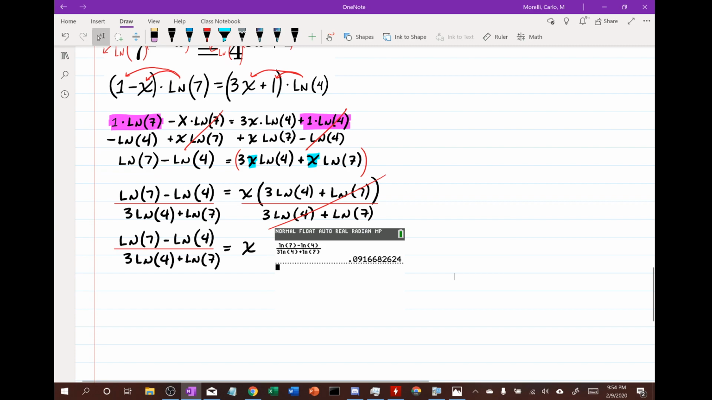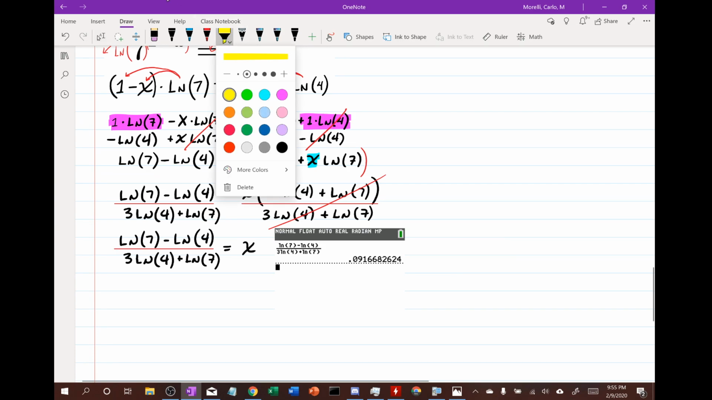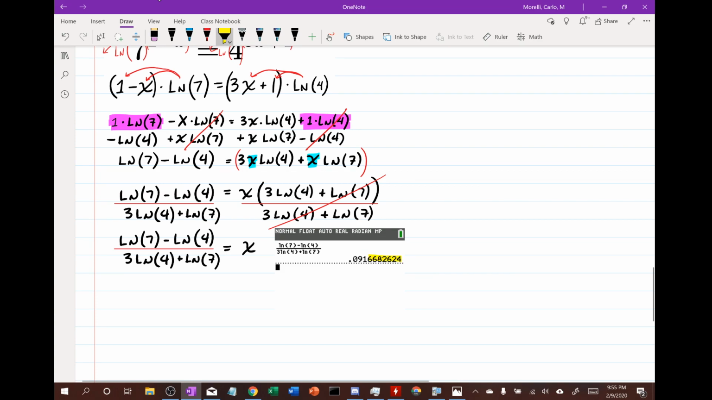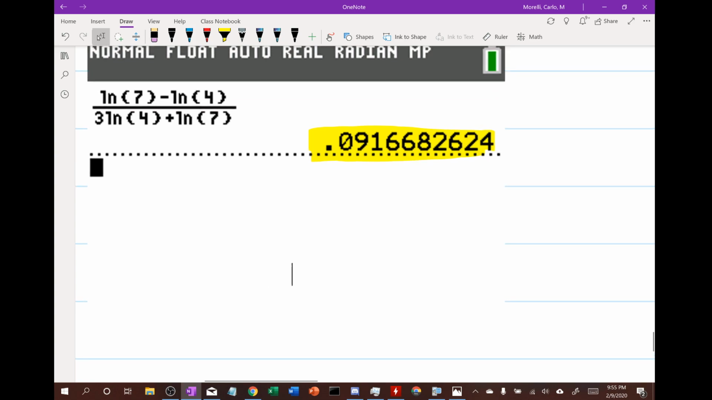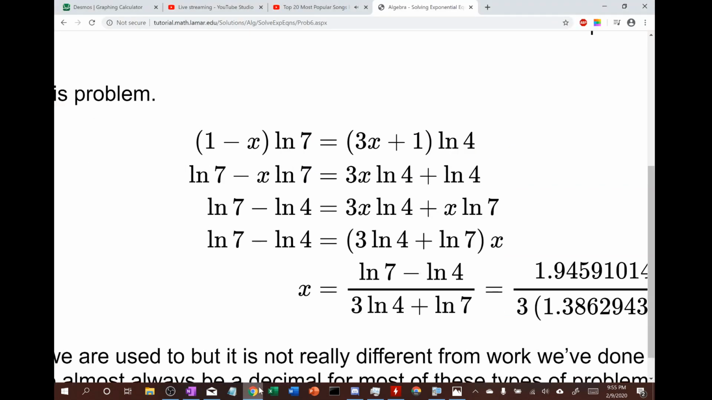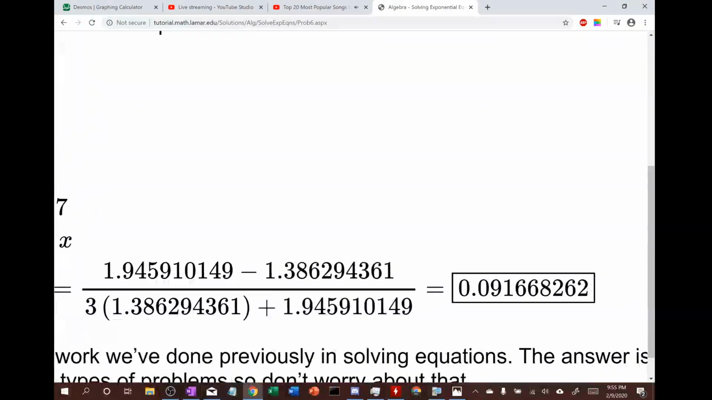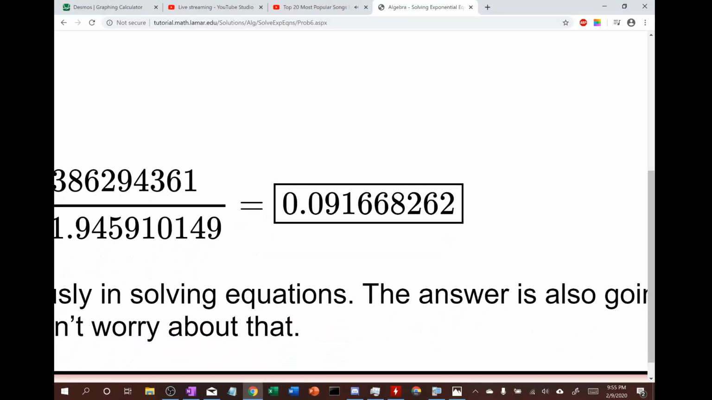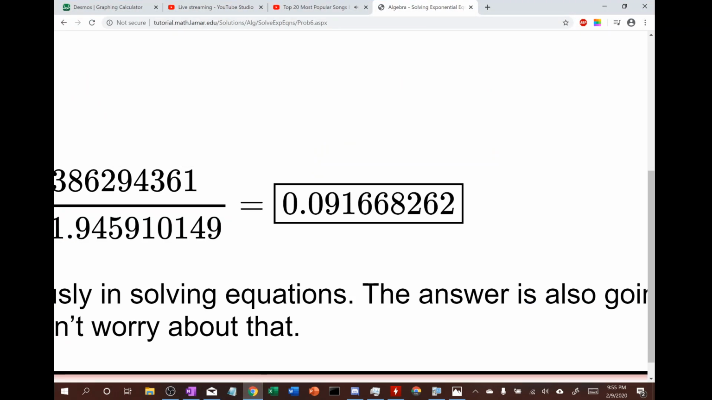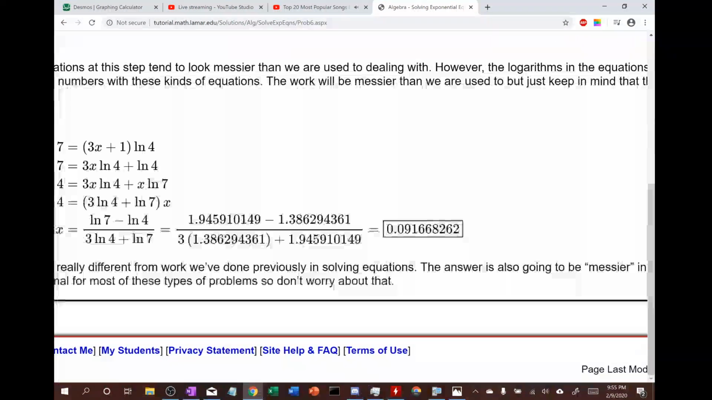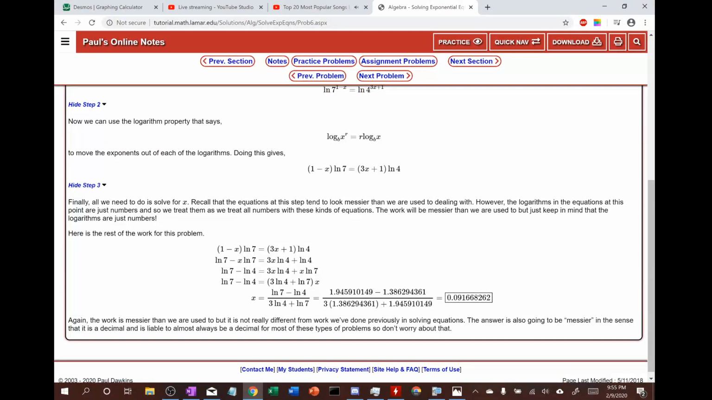So let's see if Paul's answer, we're all going to have to write letters to Paul. Okay. Let's see if that's the answer to the question. So I think the answer is 0.0916682624. Let's go check it. Oh, yeah. Awesome. 0.0916682662. And then our calculator just took it farther. That was a tough problem. Wow.